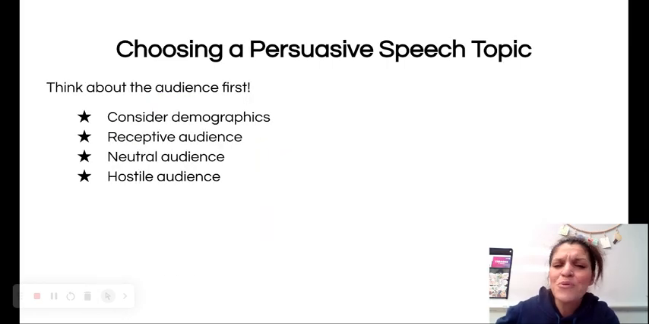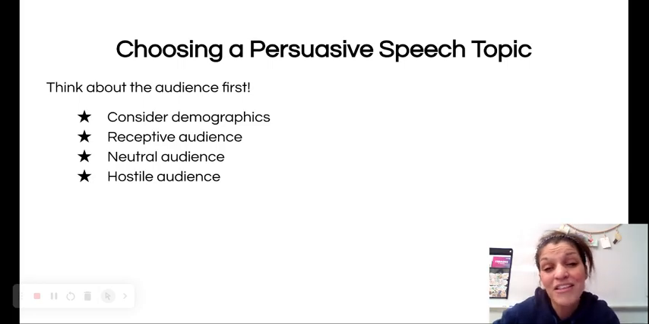So how do you go about picking a persuasive speech topic? Well, there's some very clear and specific things that you need to remember. One is, who is your audience? The audience is the most important group of people in the room. So think about their demographics, their age, their values, their beliefs. Consider how receptive they're going to be to your topic.